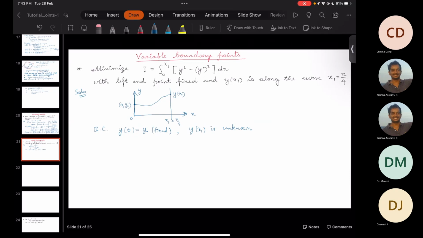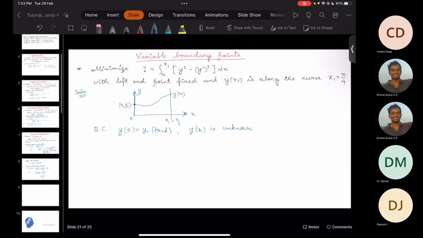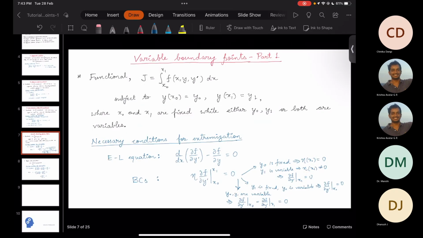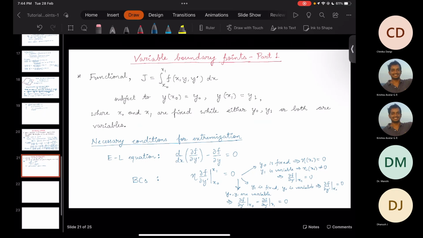Now if you go back to our section on the theory for variable boundary points, the BCs, first we need to find the usual Euler-Lagrange equation, and then the BC here is eta into ∂f/∂y' at x0 and x1 is equal to 0. So in our problem, we have y0 fixed and y1 variable, which means we need to satisfy the boundary condition ∂f/∂y' at x1 is equal to 0. Fine. Okay, so let's go back to our problem.